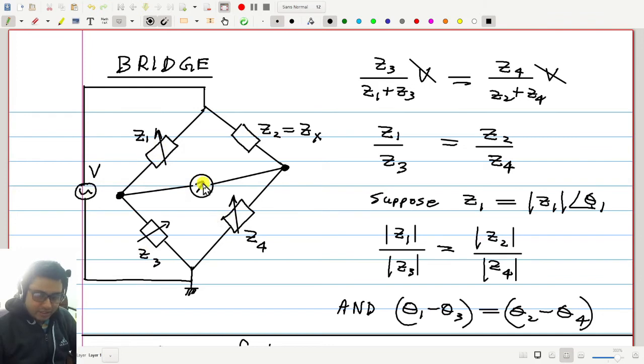But by the way, I said the balance equation does not depend on how you connect the source and the detector, but do you think there may be some factor that may depend on how the source and detector are connected? We studied this in the context of the Wheatstone bridge.